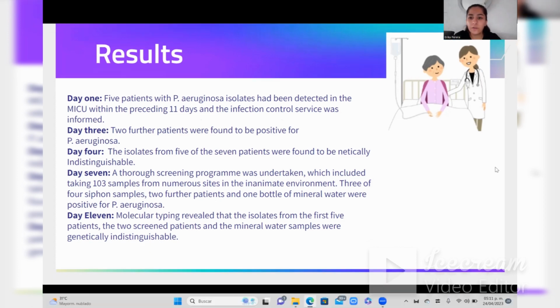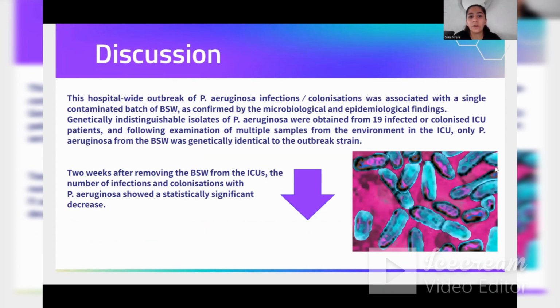And in the discussion, this hospital-wide outbreak of Pseudomonas infections and colonizations was associated with a single contaminated batch of BSW as confirmed by the microbiological and epidemiological findings. And genetically indistinguishable Pseudomonas isolates were obtained from 19 infected or colonized ICU patients. And following examinations of multiple samples from the environment in the ICU, only Pseudomonas from the BSW was genetically identical to the outbreak strain. That's what I already told you in the results.